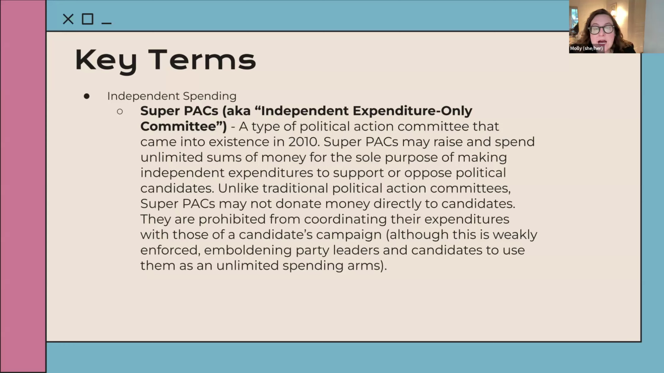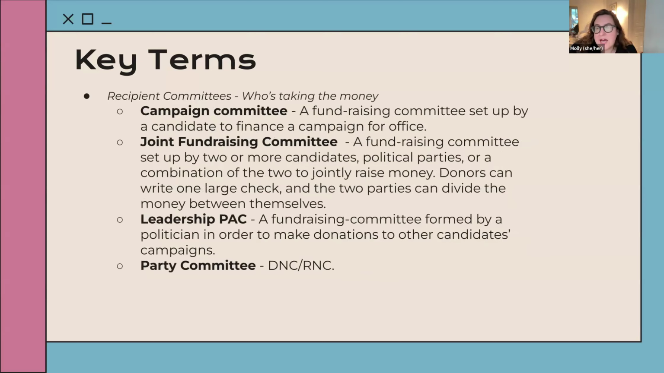So they're not donating money directly to candidates. They're spending alongside, supporting or opposing them. They're supposed to be prohibited from coordinating with the campaign's committee, although there are instances of that being weakly enforced. And this has become the unlimited bank account way for party leaders to raise money. So that's who's giving, the entities that can give money.